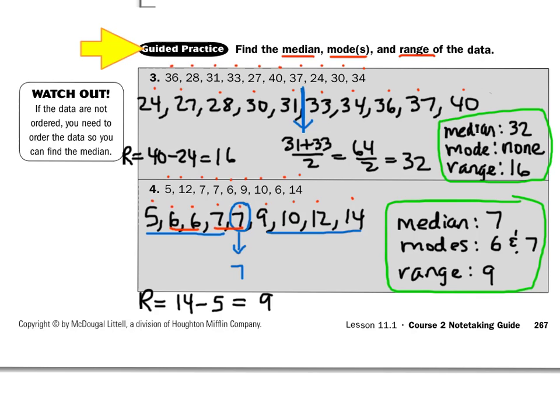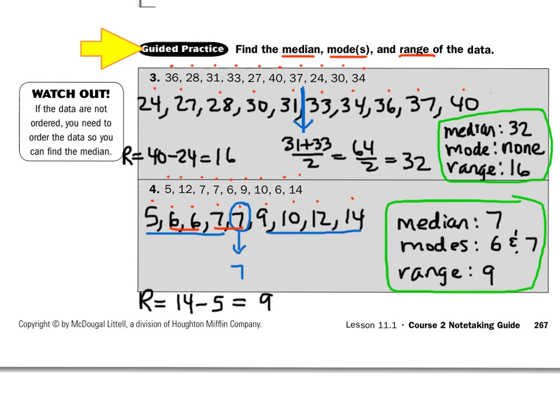And the way you do that is you just take the 31 and the 33, you add them together and divide by 2. So you're finding the middle of the middle. So 31 plus 33 makes 64 over 2, which is just 32. Obviously you knew that because what's in the middle of 31 and 33? Of course, 32. So the median is 32.